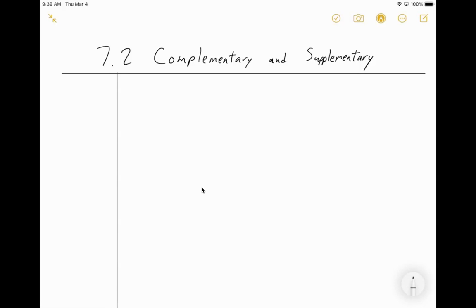All right, so complementary and supplementary angles are very important math concepts. So let's go ahead and just dig right on in. The first one we'll deal with is complementary angles.